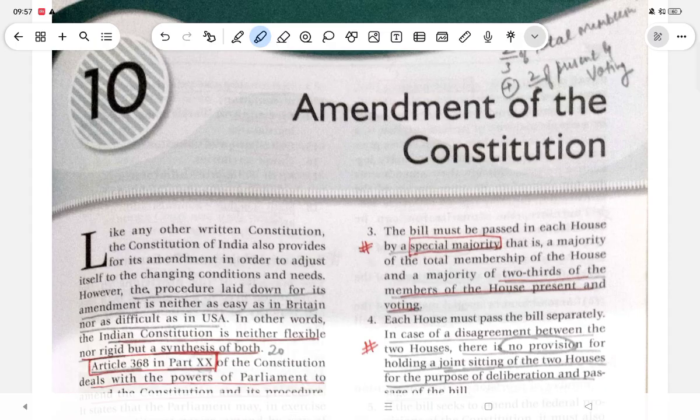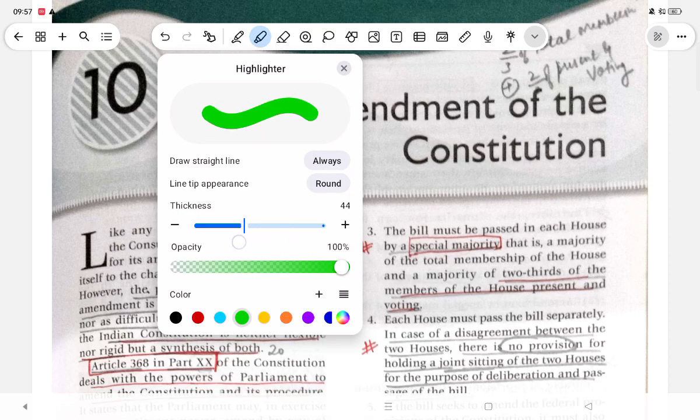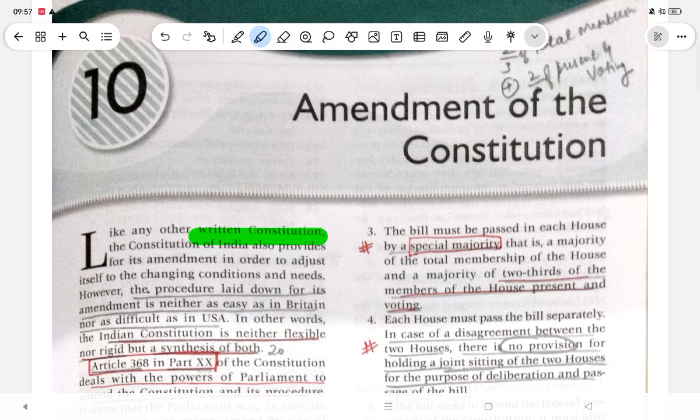Like any other written constitution, the Constitution of India also provides for its amendment in order to adjust itself to the changing conditions and needs. However, the procedure laid down for the amendment is neither as easy as in Britain nor as difficult as in USA. In other words, the Indian Constitution is neither flexible nor rigid, but a synthesis of both.